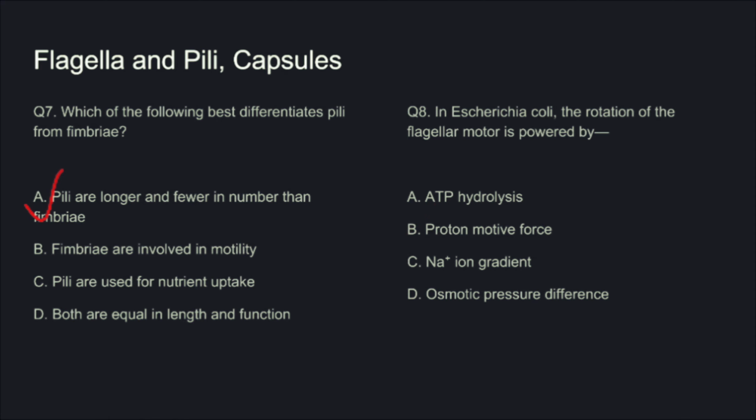Question number 8. In E. coli, the rotation of flagellar motor is powered by. Options are A. ATP hydrolysis, B. proton motive force, C. sodium ion gradient, and D. osmotic pressure difference. So the correct answer for this question is option B. Proton motive force.